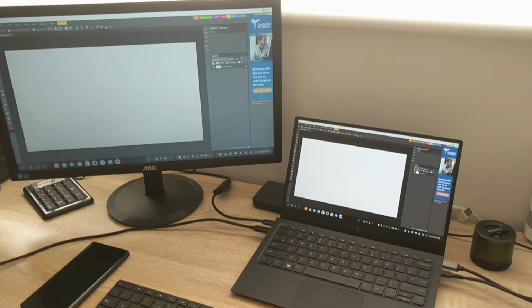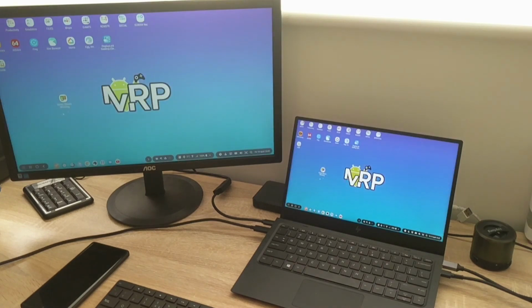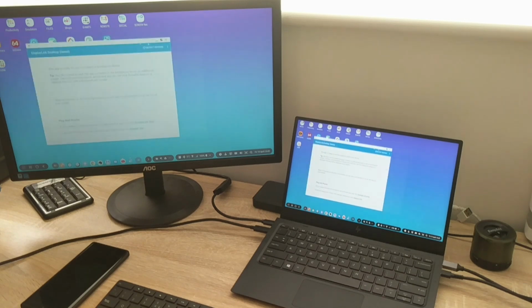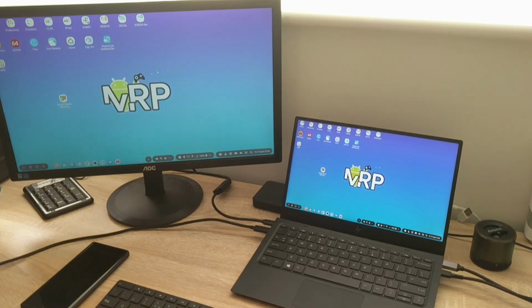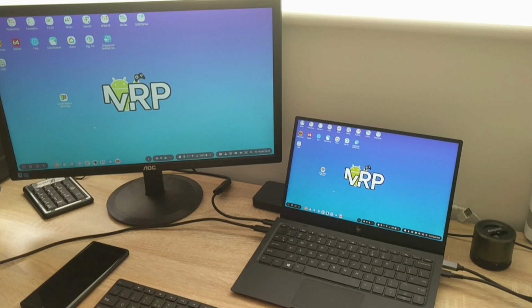As for lag between these two screens, I don't think there is actually any lag. Let me have a quick look. No, I cannot see any noticeable lag. It means this happens instantly.